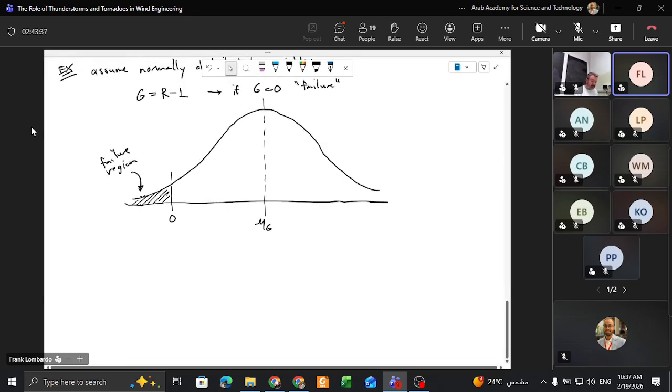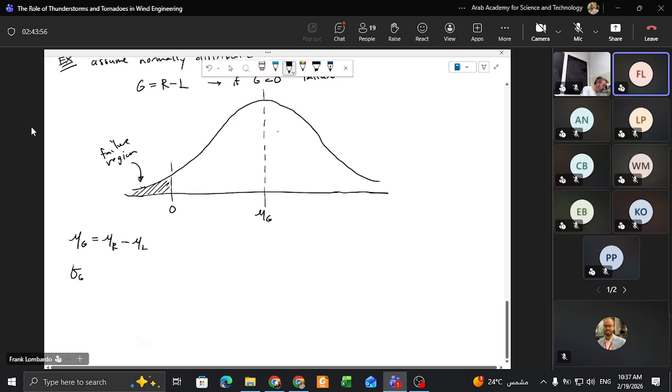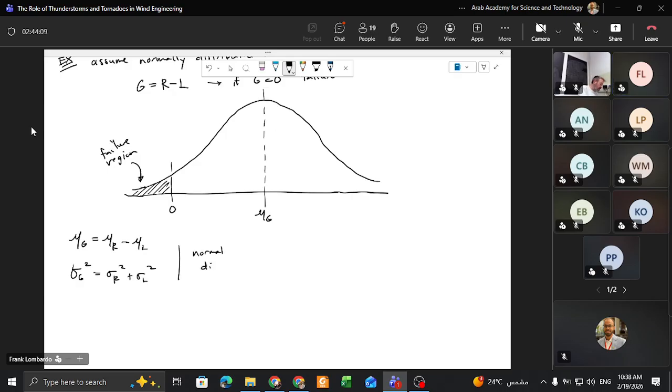A lot of times you'll assume normal or lognormal because these have very nice properties. If you assume that they're normal, you can also assume this: the mean of G is just equal to the mean of the resistance minus the mean of the load, and the variance of G is just the sum of the variances of the resistance and the load together. These are just properties of the normal distribution, so that makes it easy to model.